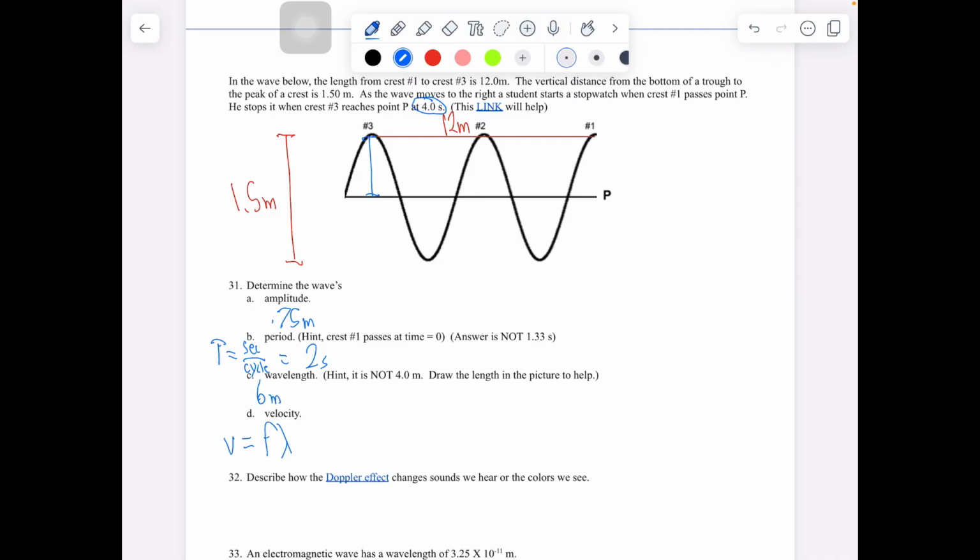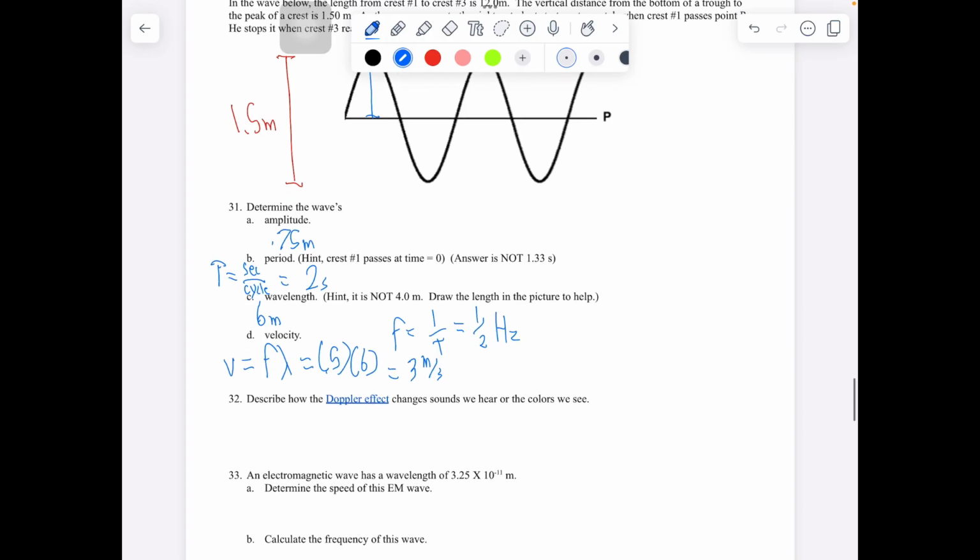We do not have the frequency, but we can find the frequency, right? Because frequency is just the inverse of our time period. So if our time period is 2 seconds, our frequency is 1/2 hertz, 0.5 hertz. Now go ahead and plug this in. We get 0.5 for that frequency. We get 6 for our wavelength. 0.5 times 6 is going to give us 3. It's a velocity, so units meters per second.